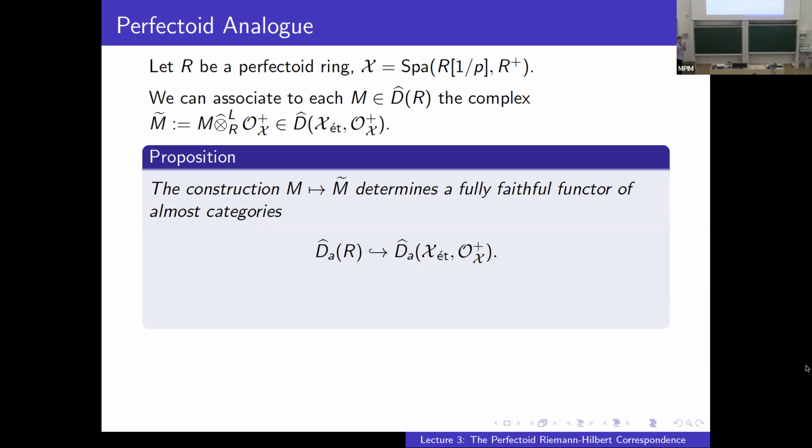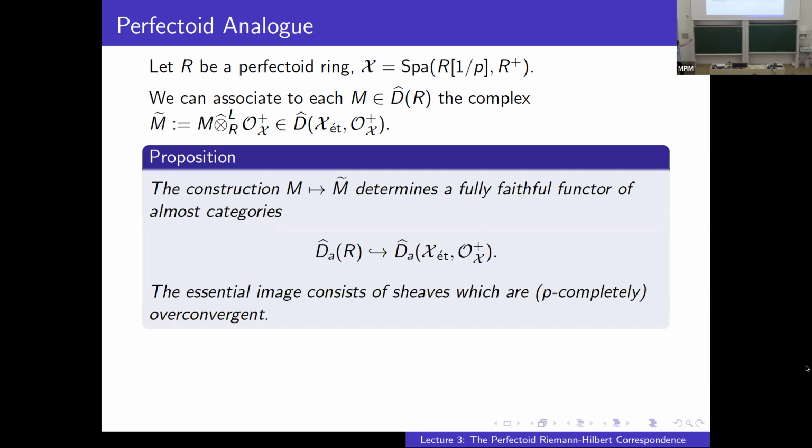And the situation is even better than that, because the essential image of this functor is actually something that you don't have to invent a new name for, because it already has a name. The essential image is sheaves which are p-completely overconvergent, meaning that they're overconvergent when you reduce them modulo p.